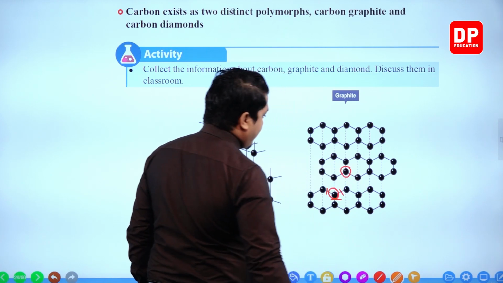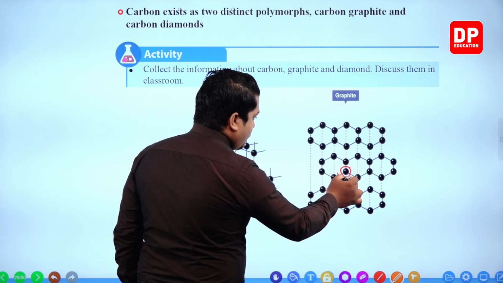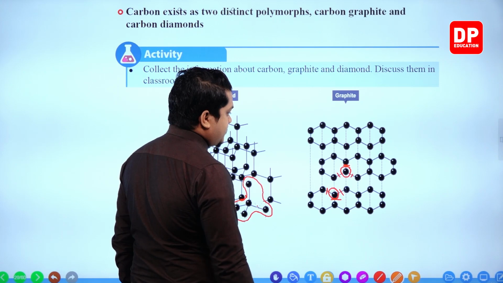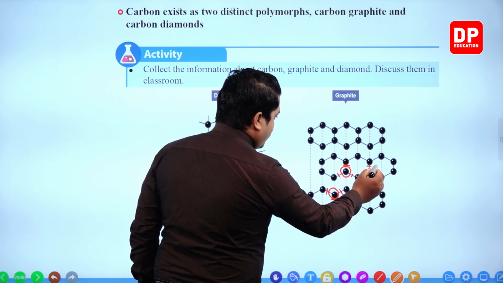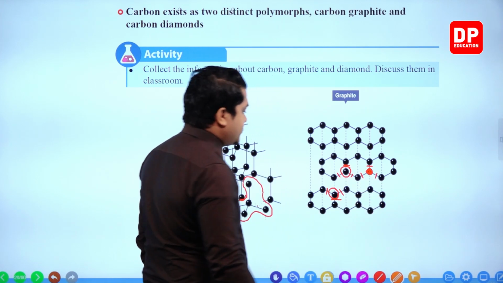If you take another one, let's see, we'll take one from here. See this one. 1, 2, 3. There are 3 bonds. If you take this one, see how many? 1, 2 and 3. There are 3 bonds.